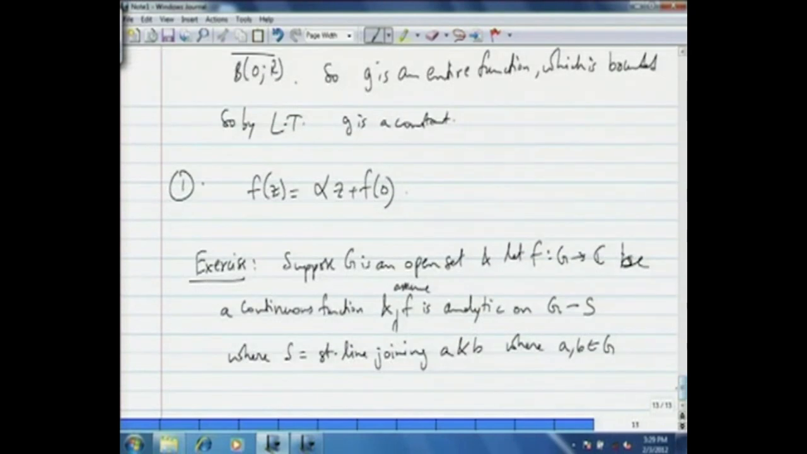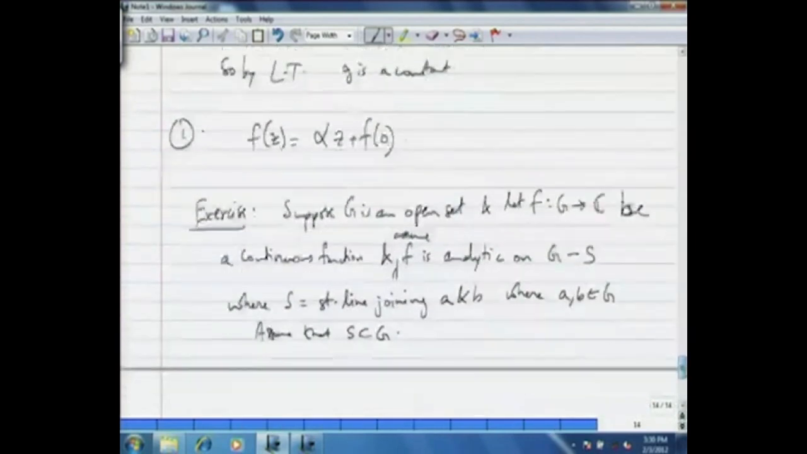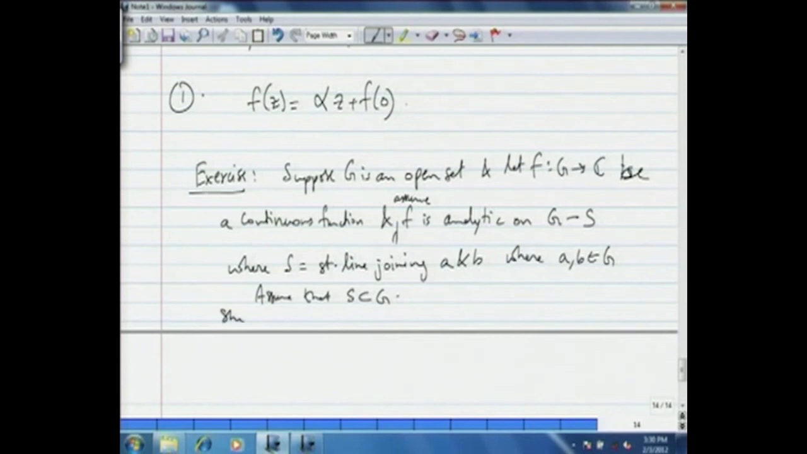Also assume that S is completely contained in G. There can be an open set with two points such that the straight line joining these two does not lie in the open set. So assume that the straight line is completely contained in G. Under these assumptions, show that f is analytic on G. So if f is analytic on G minus S, such a straight line S, then f has to be actually analytic on G. So use Morera's theorem to show this exercise.